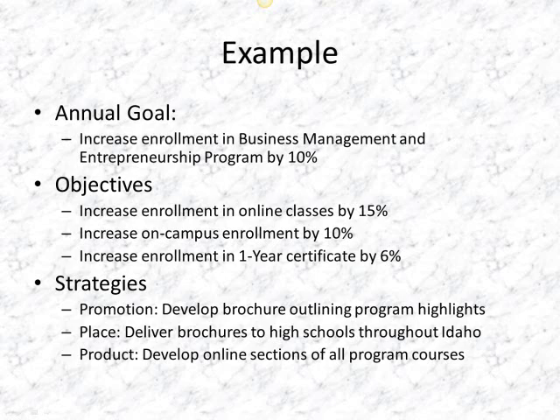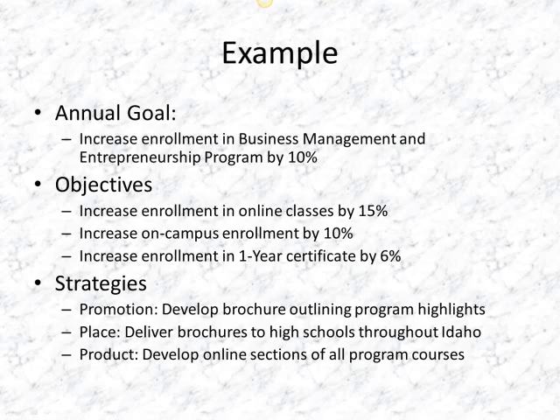So what are 3 items that I'm going to do to tie into that goal and make it happen? Well, I'm going to increase online learning, or the class enrollment in those classes. I'm going to increase enrollment in face-to-face classes, and I'm going to increase enrollment in our brand new one-year certificate program. That's a retail management program.